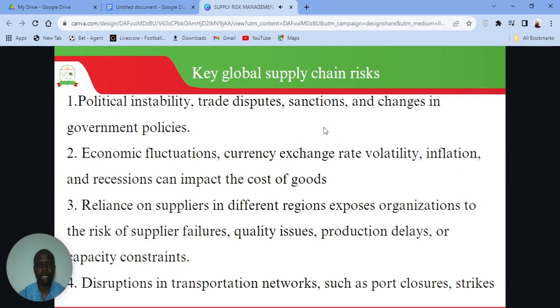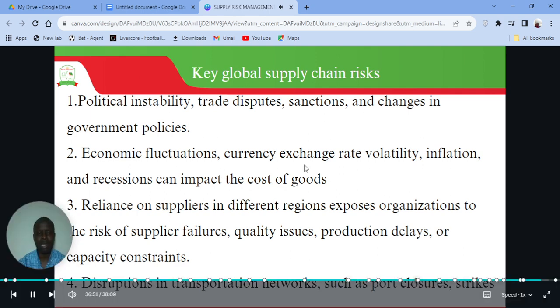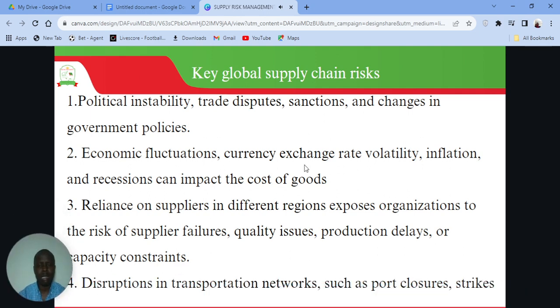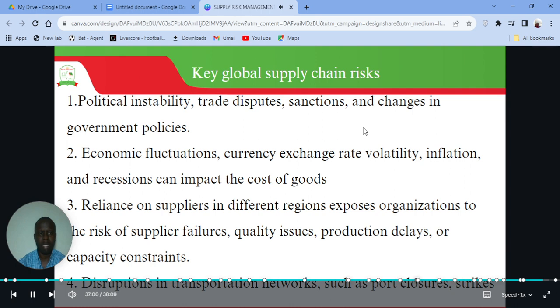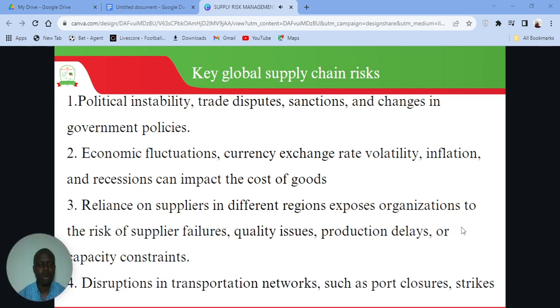We did mention on the need for you to diversify. So it is a risk when you are singly depending on a single supplier. And finally, we have risks that are contributed by disruptions in transportation networks, closure of ports, strikes, and so many other risks. So we could also have extra risks, things to do with social cultural risks. That is contributed by the social life of individuals within a particular country, and so on and so forth.